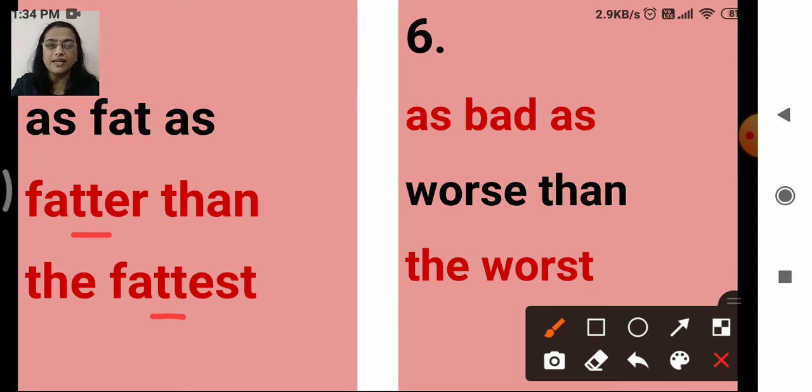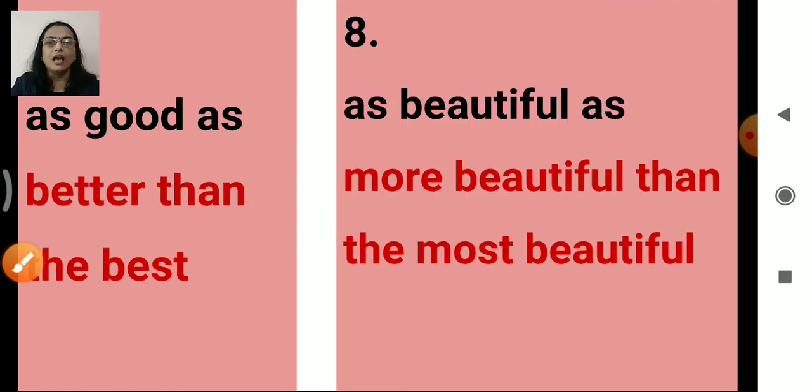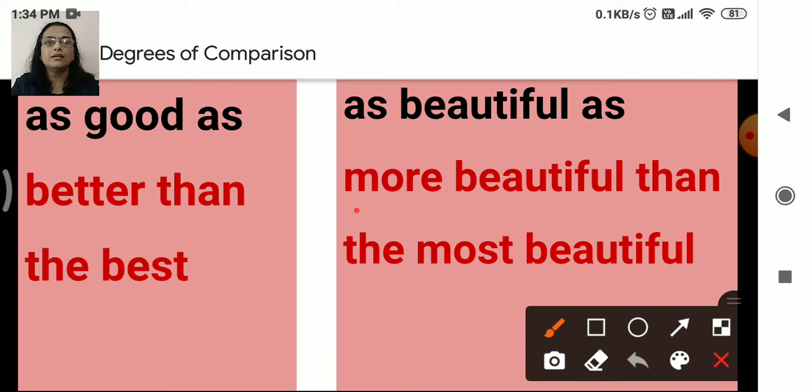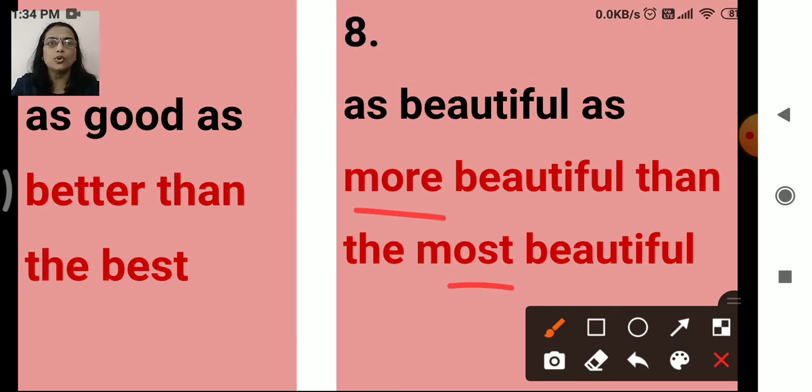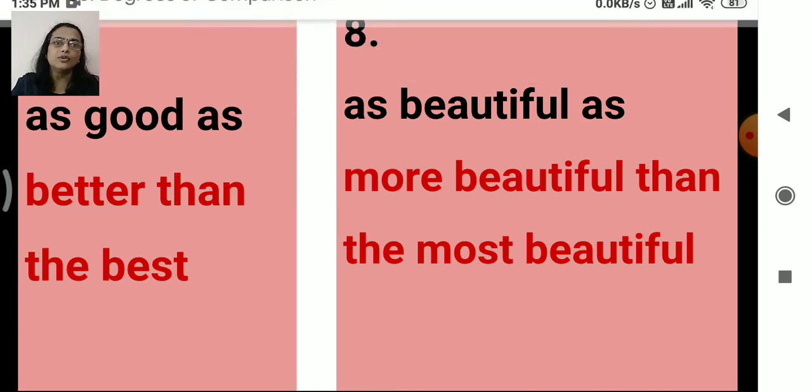We have irregular comparisons. So bad has changed into worse and worse has changed into worst. Got it? As good as. Better than, the best. Eighth one. As beautiful as. More beautiful than, the most beautiful. We do not say beautifuler or beautifulest. Right? What we did? We added here more and most. So more beautiful than, the most beautiful.